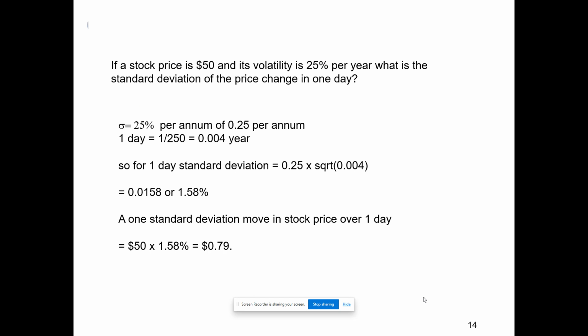So for 1 day, standard deviation would be 0.25 times square root of 0.004, which gives you 1.58%. So one standard deviation move in stock price over 1 day basically is $50 multiplied by 1.58%, which is 79 cents.